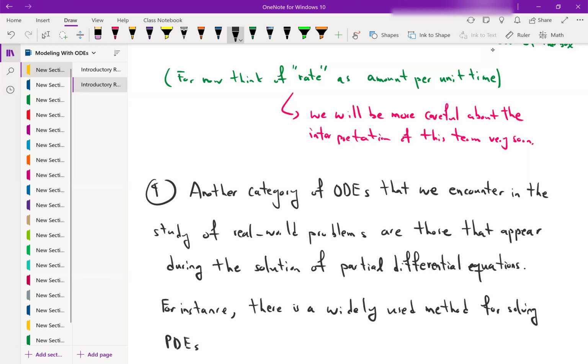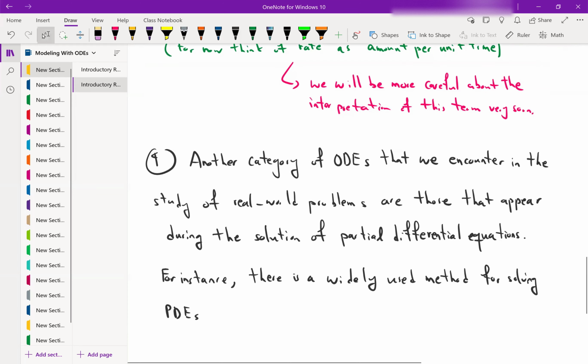Remember, PDEs are those equations where the unknown is a function of more than one variable. The Schrödinger equation in quantum mechanics is an example of a partial differential equation. The wave equation, which can be used to describe vibrations of a string, is a partial differential equation. The heat equation, which can be used to describe the temperature distribution along a rod, is a partial differential equation, and so on and so forth.